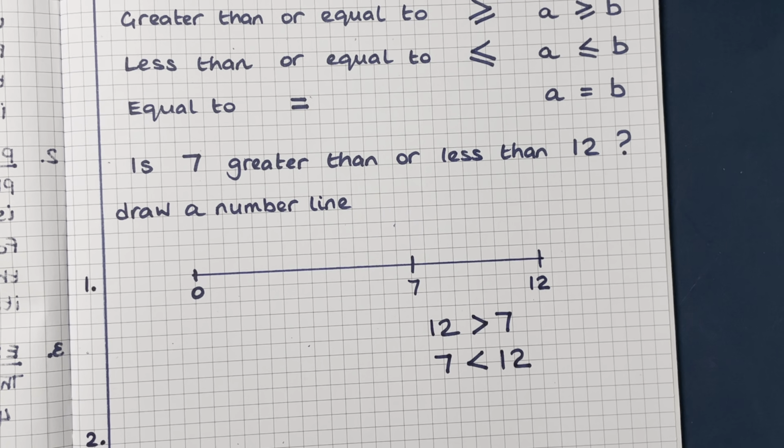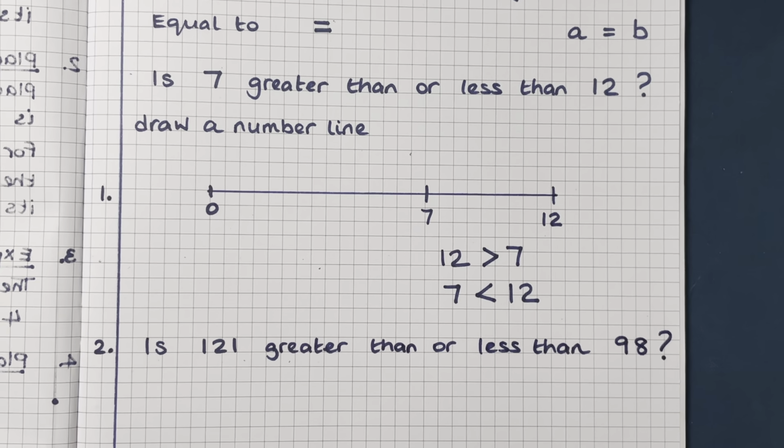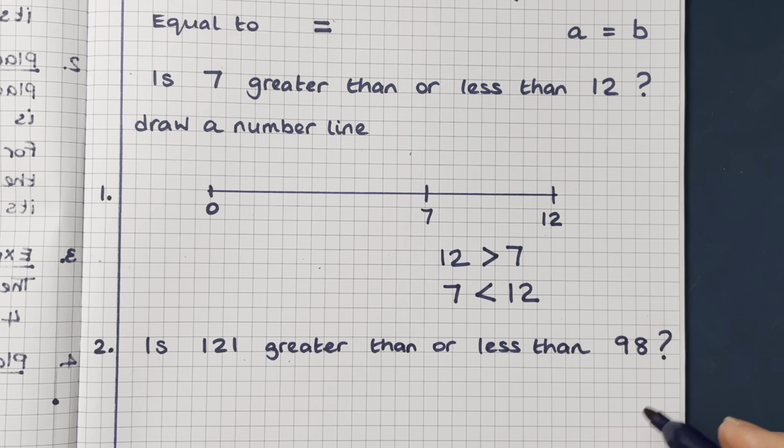So let's look at some bigger numbers. Is 121 greater than or less than 98? All right, so we know that the number 9 is bigger than the number 1. It's bigger than the number 2. And that's where the place value is really important, because 9 is in the tens column. This one here is in the hundreds column.